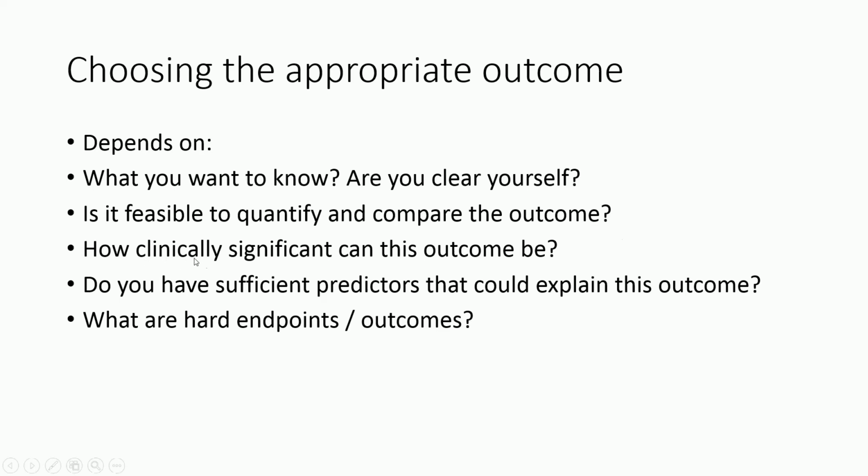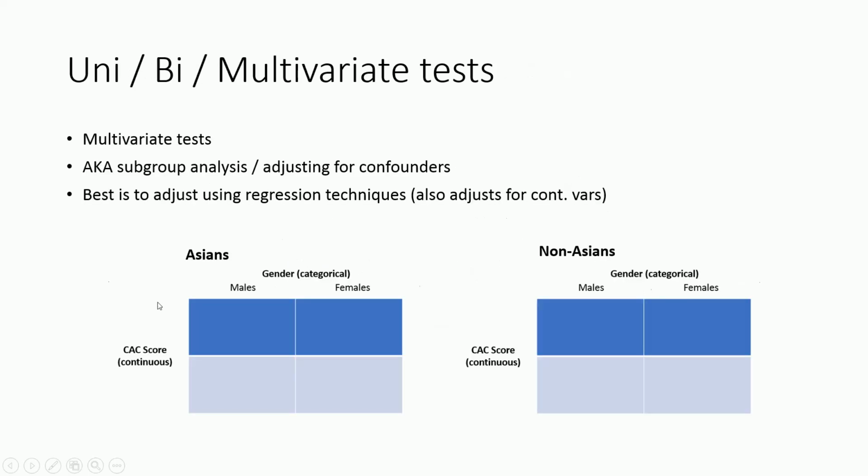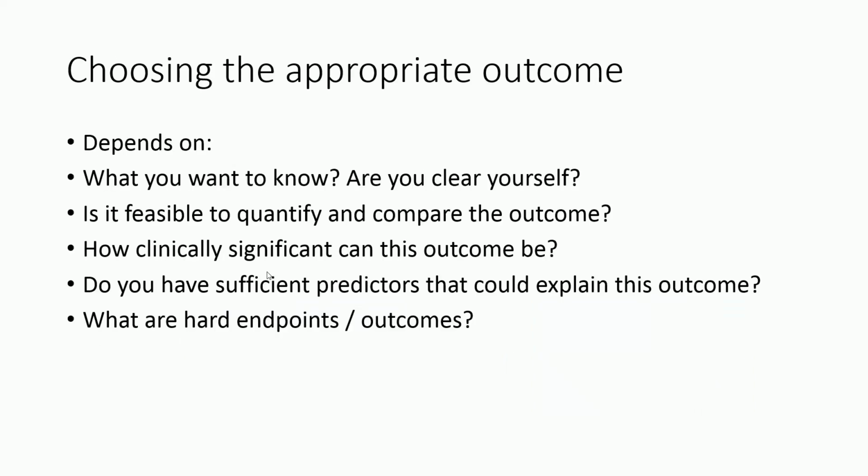In the same way, the third question is, how clinically significant can this outcome be? Is CSE score clinically significant? Does that really matter? Has it been proven to play any important role in coronary artery disease in any of the papers prior to this? So you should know whether this is clinically important to take as an outcome or not.